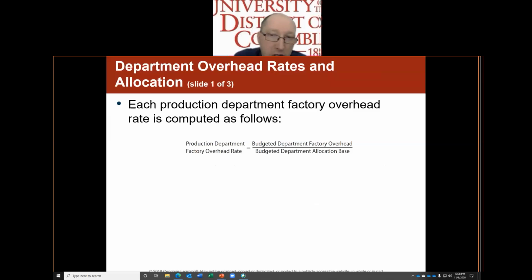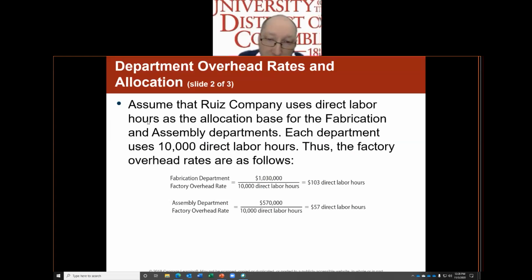So for each production department, the factory overhead rate is computed by this equation. Very important equation to remember, by the way. We take our budgeted department factory overhead divided by budgeted department allocation base. Let's look at it for our examples. So let's assume that our company, the Ruiz Company, uses direct labor hours as the allocation base for the fabrication and assembly departments. Each department uses 10,000 hours of direct labor.